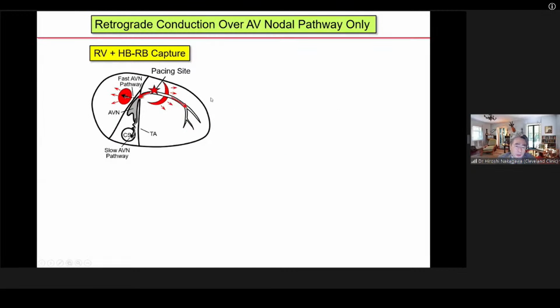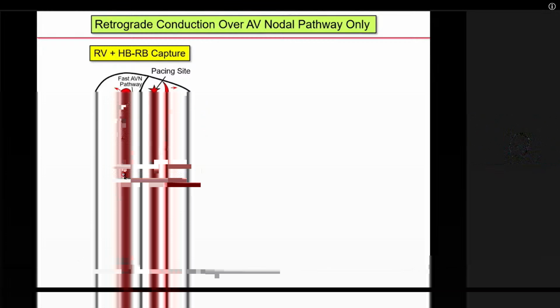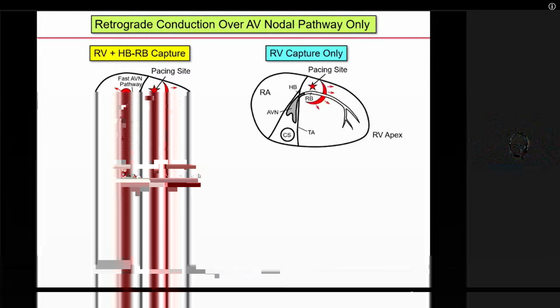In contrast, if you do the parahisian pacing, which is the anteroseptal basal pacing, when you have the lateral conduction over the AV nodal pathway only, if you capture the right ventricle as well as the His bundle or proximal right bundle, the waveform conducts rapidly through the Purkinje to the fast pathway, and the earliest atrial activation is located here. Therefore, the stim-A interval is very short.